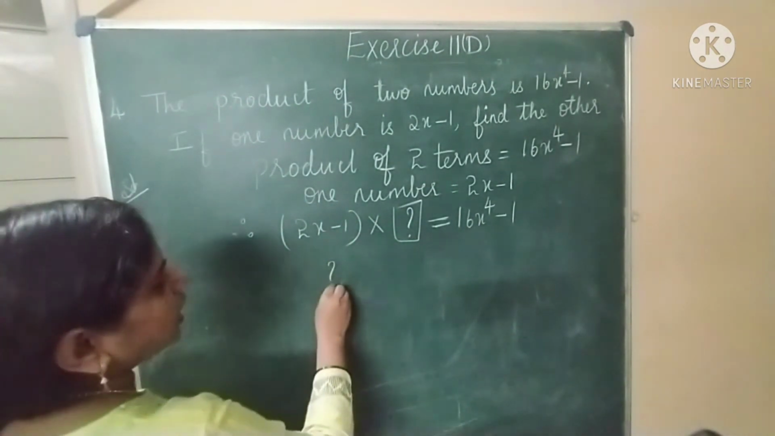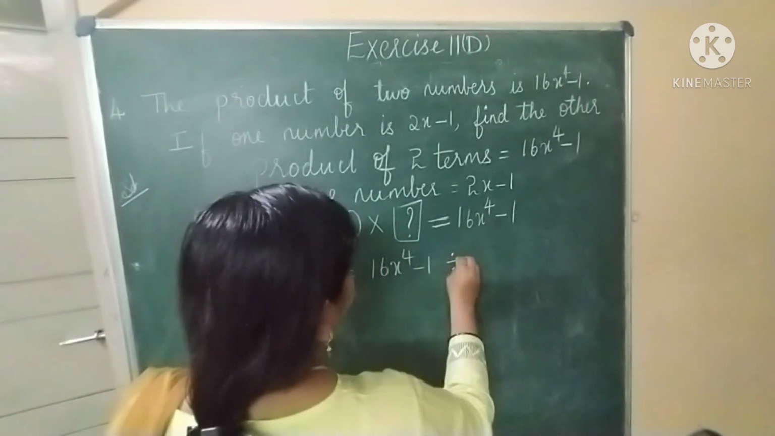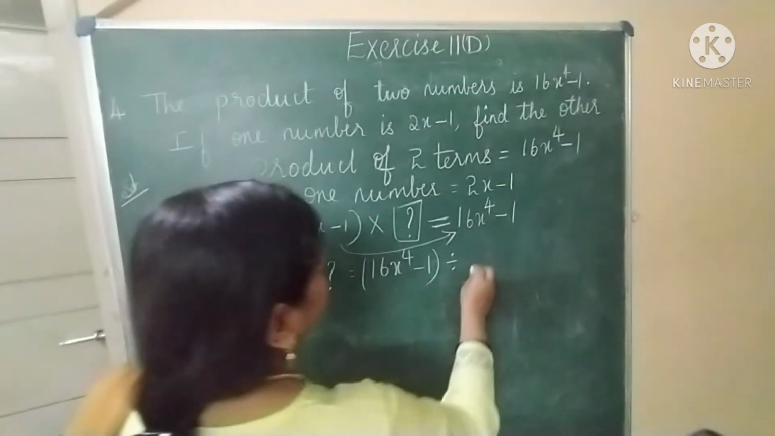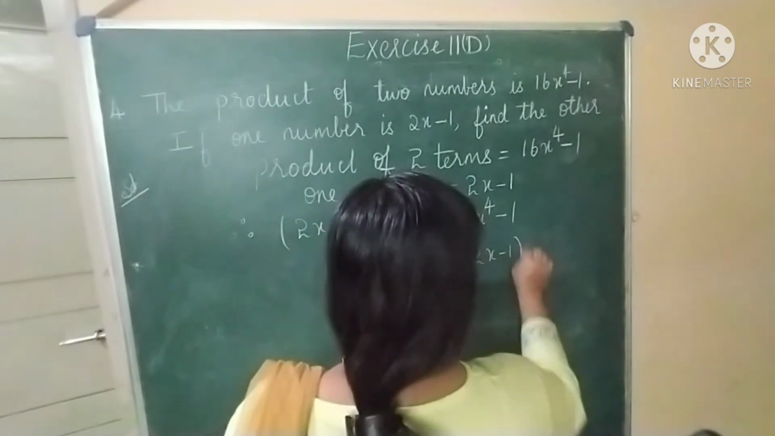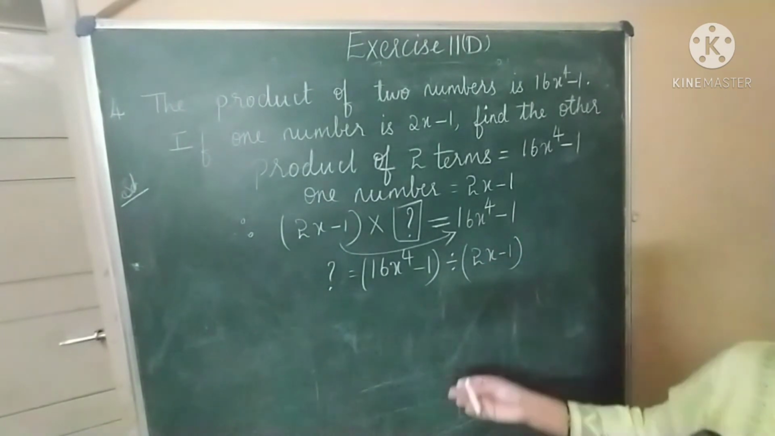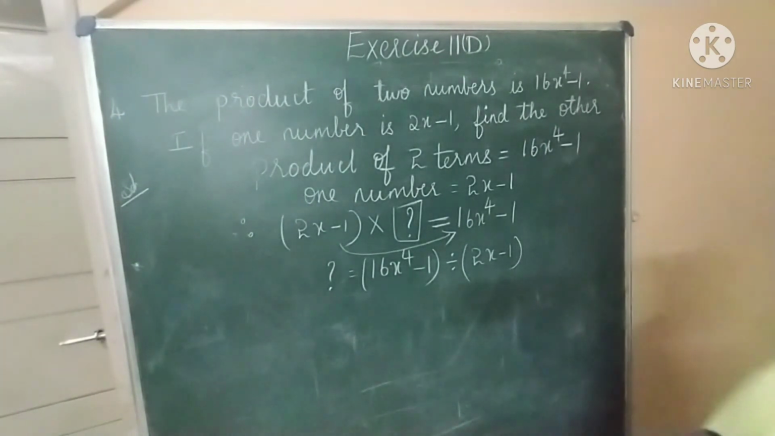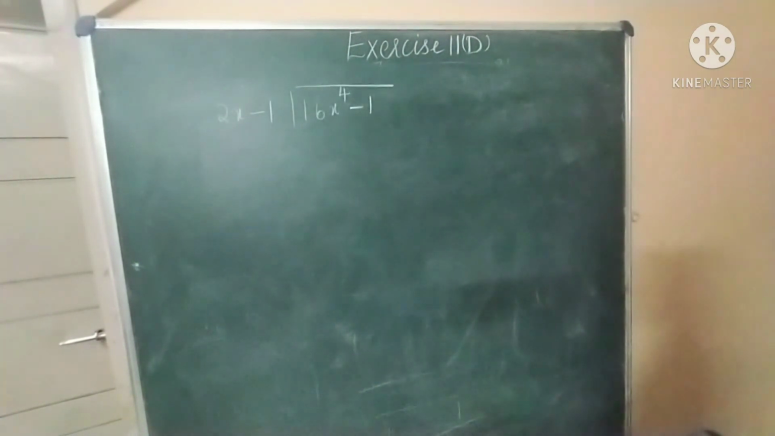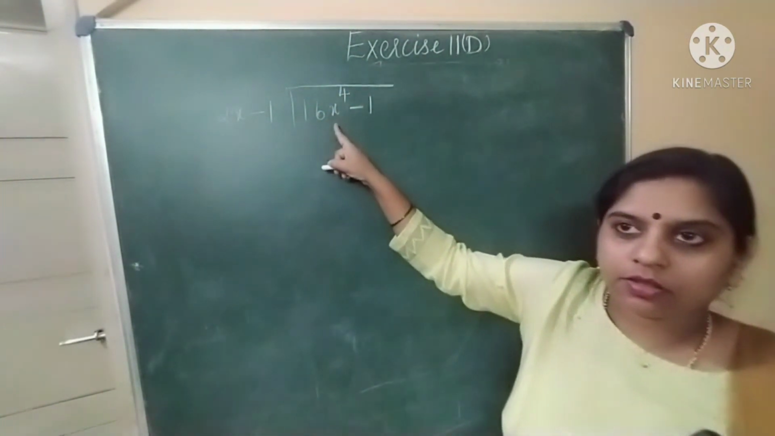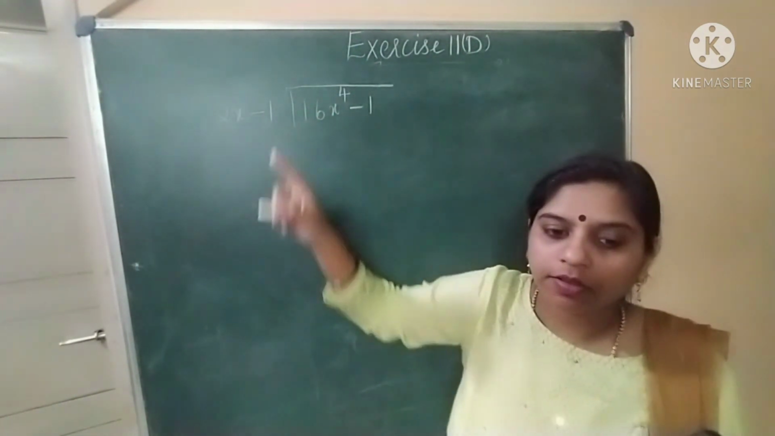To find this question mark, I have to divide 16x to the power of 4 minus 1 by 2x minus 1, because when this multiplication goes to the other side, it becomes division. So this is how we found out which is the dividend and which is the divisor. In the next step, I will show you the division of these two expressions. Here I have written it in the division format. The product is the dividend and one side is the divisor.